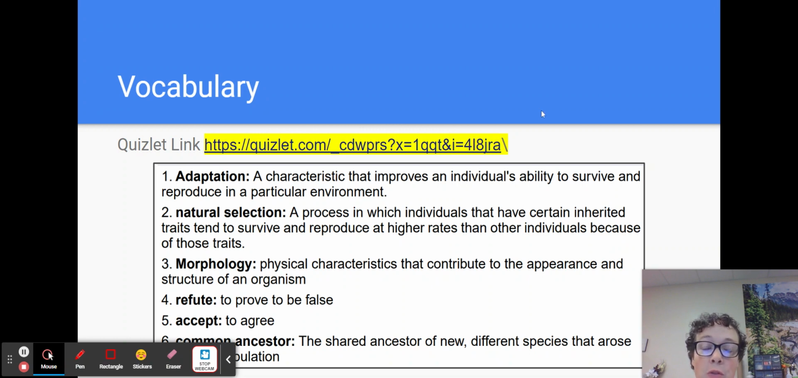Take a minute and read the vocabulary terms along with their definitions. Make sure that you're able to use those in a sentence.